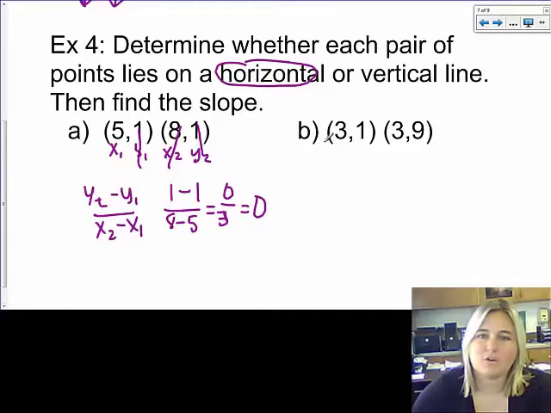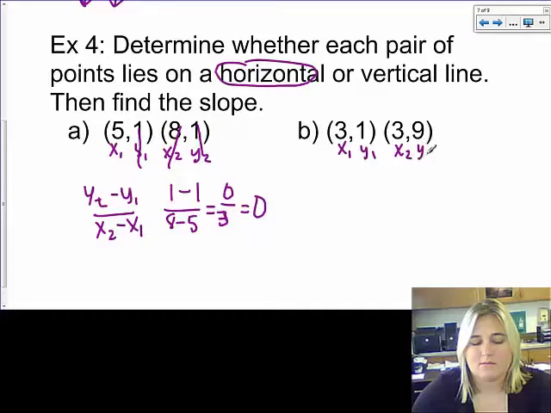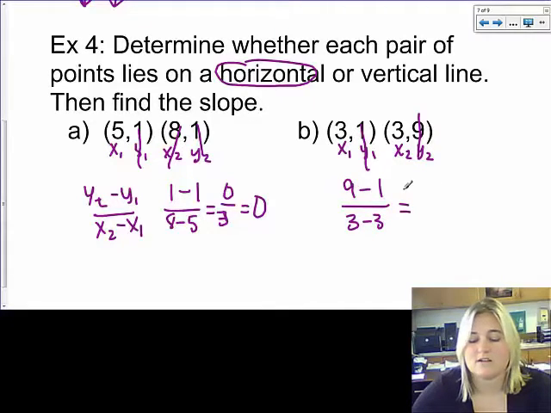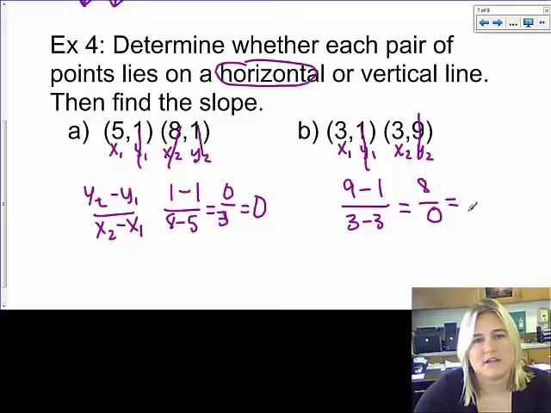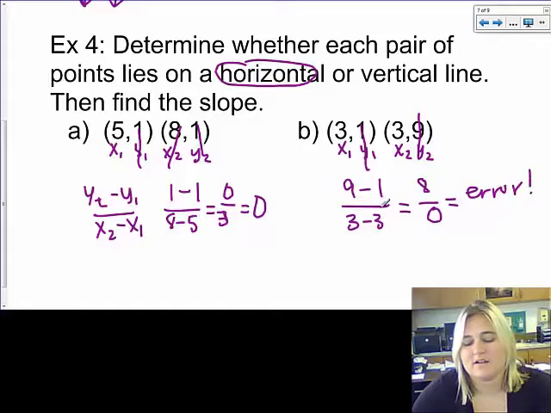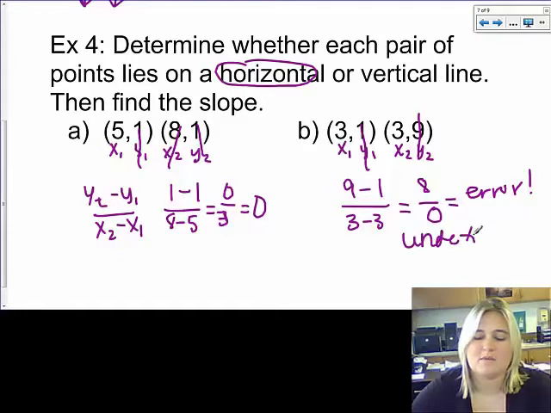Okay. Now on B, I'm going to prove to you why a vertical line has an undefined slope. I have my x sub 1, y sub 1, x sub 2, y sub 2, and I'm going to plug them into my equation. I'm not going to rewrite it. So I have 9 minus 1 over 3 minus 3. So 9 minus 1 is 8 over 3 minus 3 is 0. Well, 8 over 0, if you have your calculator on you, please punch that in and see what it tells you. It's going to give you an error. Okay? Because we don't know how to divide by 0, so this is an undefined slope, and that means that this one is the vertical line.